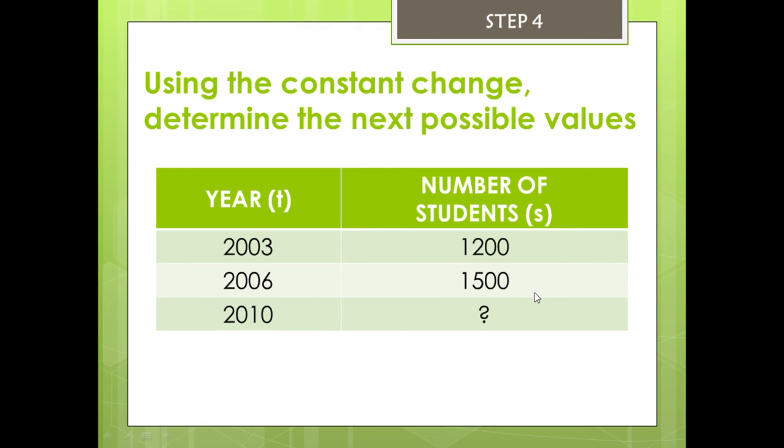Kasi nadagdagan ng 100 yung 1,200. Pagdating ng 2005, madadagdagan ulit ng 100. So, magiging 1,400 na. Pagdating na ng 2006, madadagdagan yung 1,400 ng 100 students. So, naging 1,500. Now, with that constant change, identify na natin kung ilan pagdating ng 2010. Ano po sa tingin nyo? Tama. 1,900 students po. So, with the help of linear function na may constant change, ma-identify natin kung ano yung mga possible values in the future.